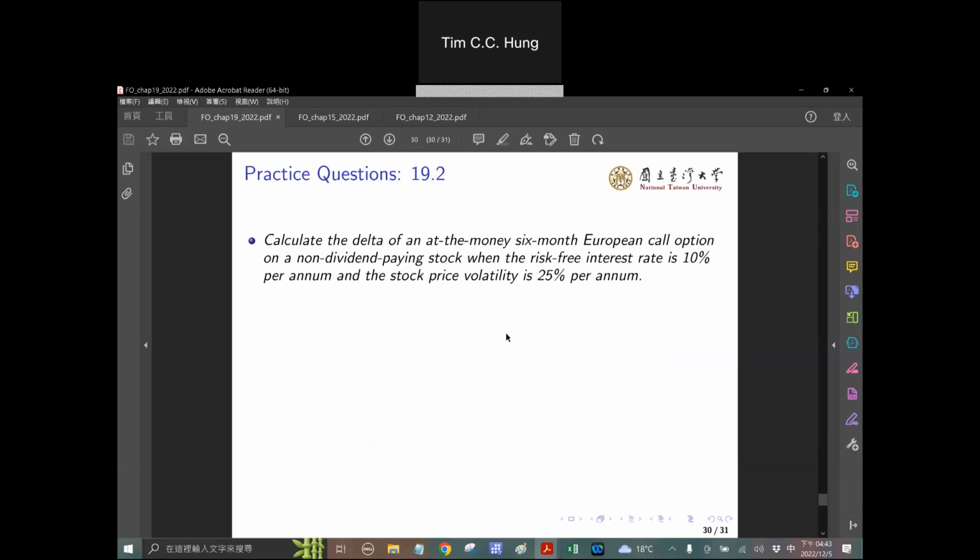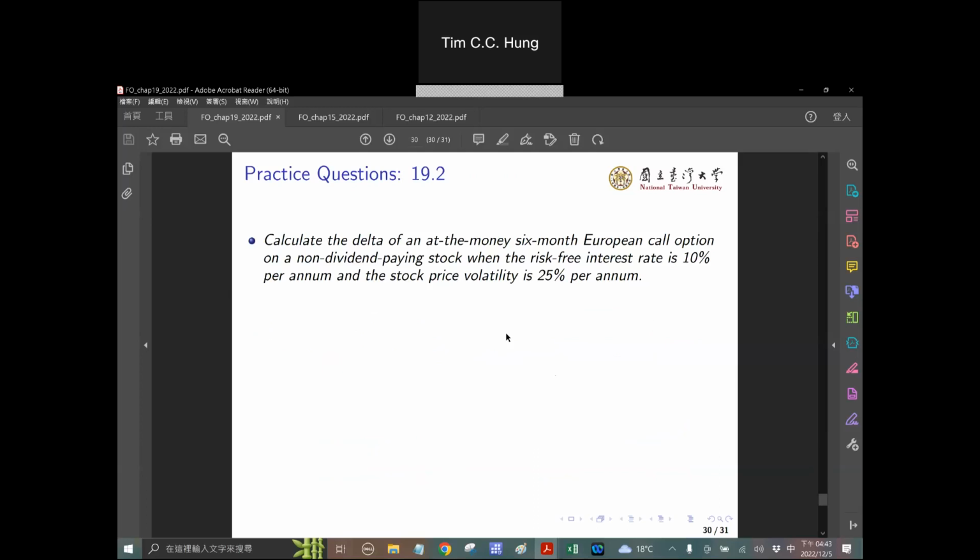For practice question 19.2, calculate the delta of an at-the-money 6-month European call option on a non-dividend-paying stock when the risk-free interest rate is 10% per annum and the stock price volatility is 25% per annum.